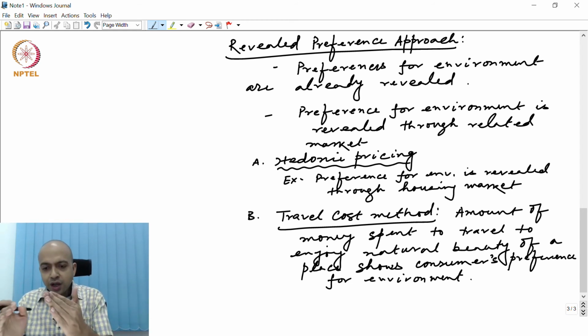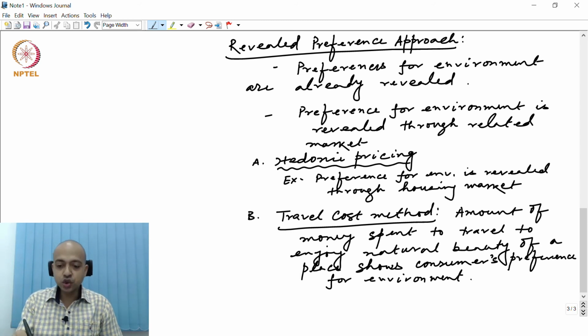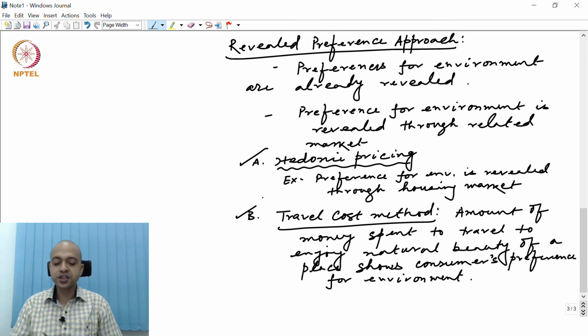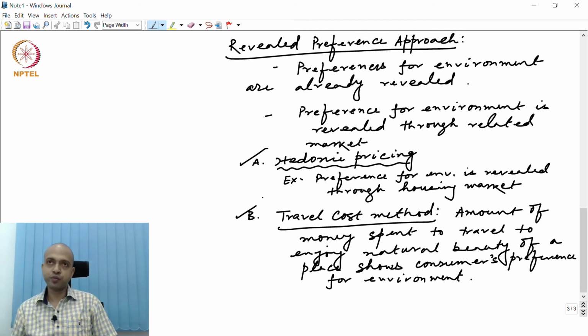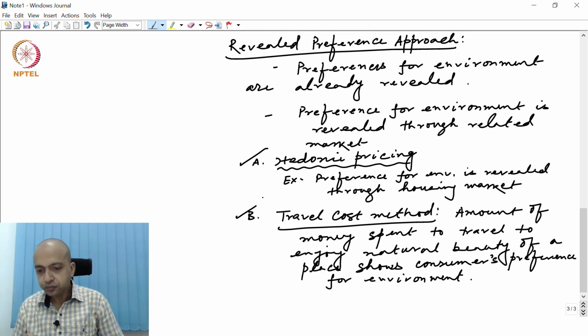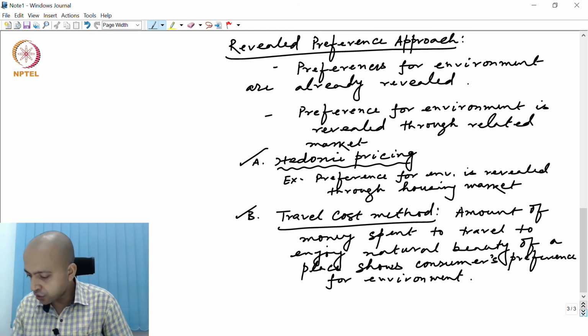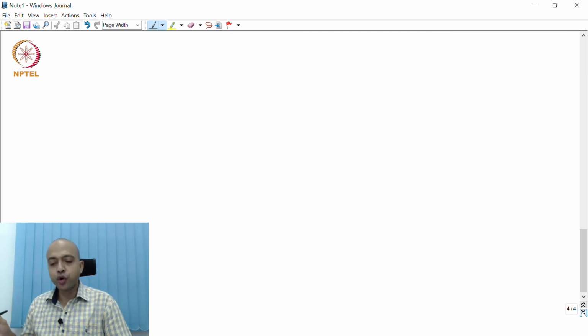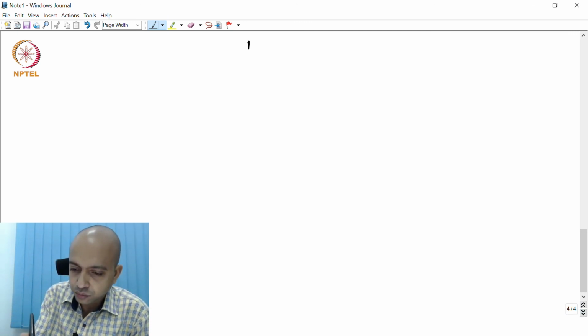So in the revealed preference approach, in short, I am saying there are two methods. One is called hedonic pricing and the second one is called the travel cost method. In both these cases, the respondent's preference for the environment is revealed through a related market. Then the third approach, as we discussed, is called the production function approach.